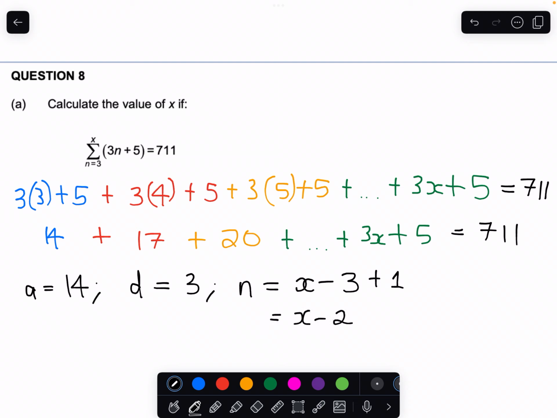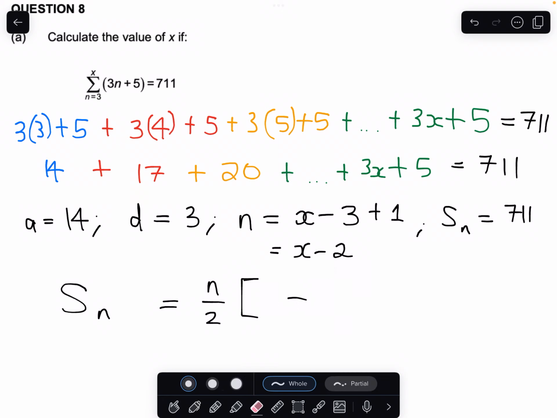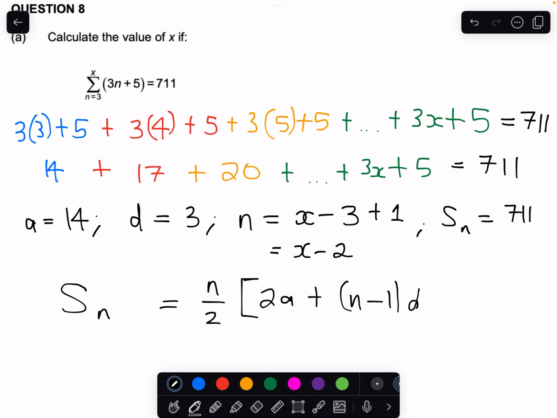And we know that the sum of those n terms is 711. We need to figure out the x that makes this true. So the formula, we could use this one actually, or we could go with the good old traditional one, n over 2 times 2a plus n minus 1 d, I think. But I definitely am not in the mood to do too much work, so let's use this one.